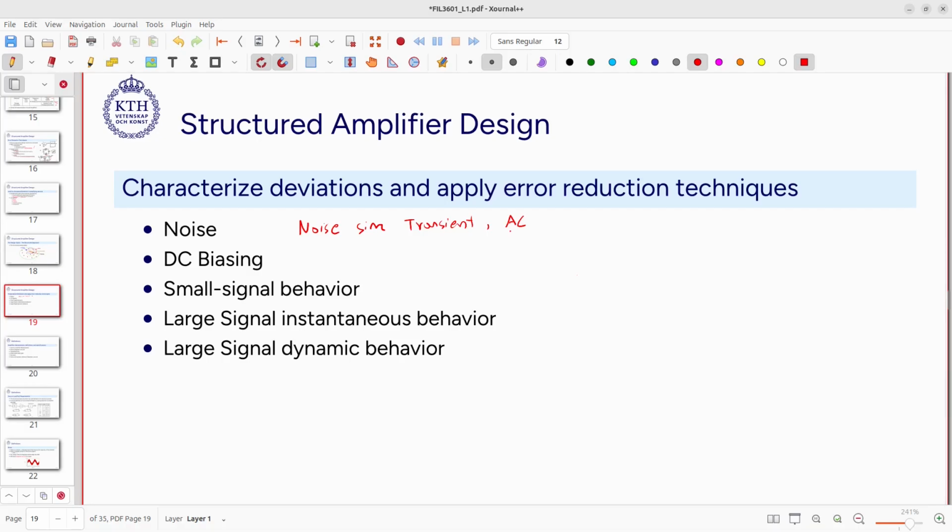Then we have to apply biasing techniques to put the active devices in their operating point. So we need to characterize also the DC biasing of our transistors. We will use DC operating point simulation for this.